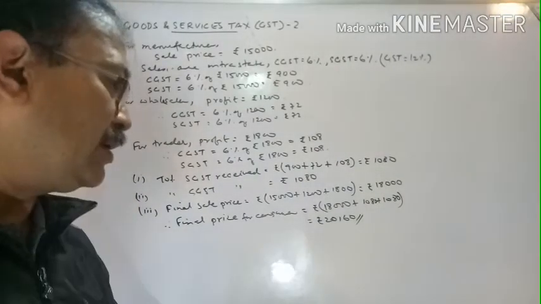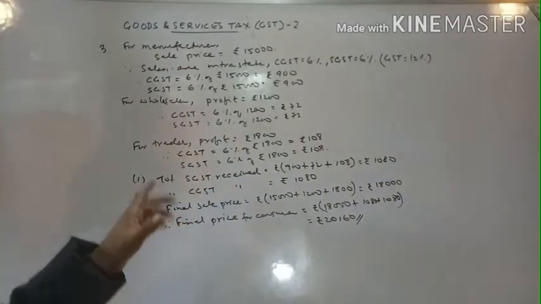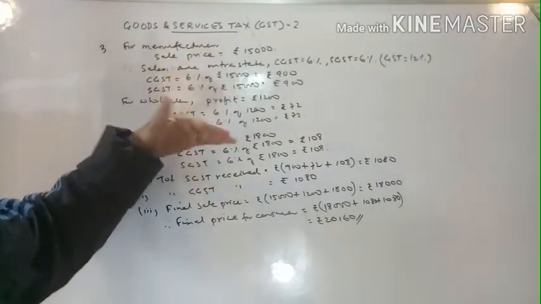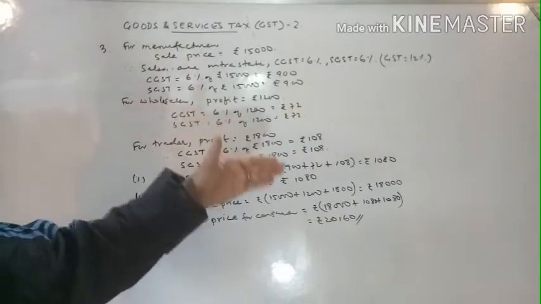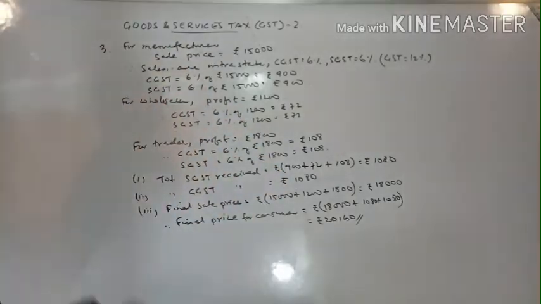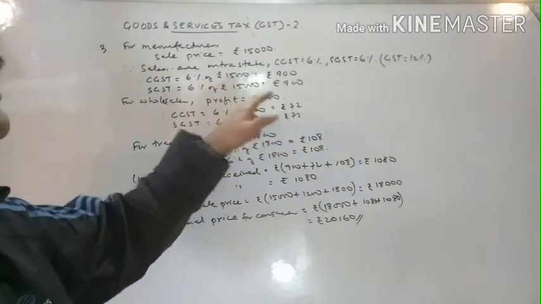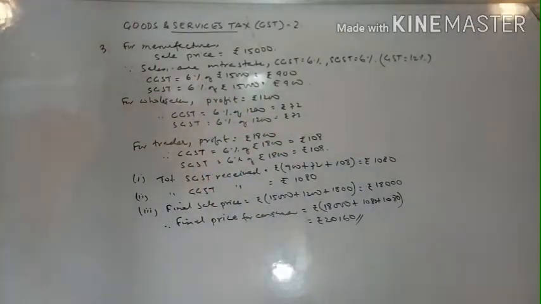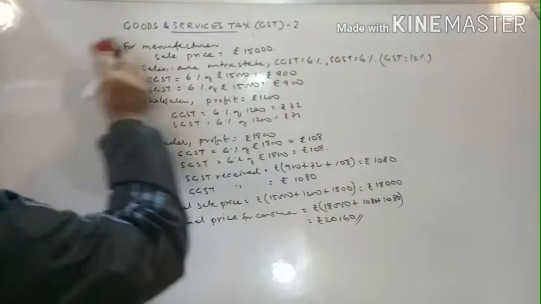So remember, there are two ways of calculating CGST and SGST. One is, if you are given purchase price and sale price, in that case you have to find input tax and output tax and subtract, and then you'll get CGST and SGST. Now if you are given the profit, then directly you can find CGST and SGST paid. Okay, so remember that one. Now the next question.